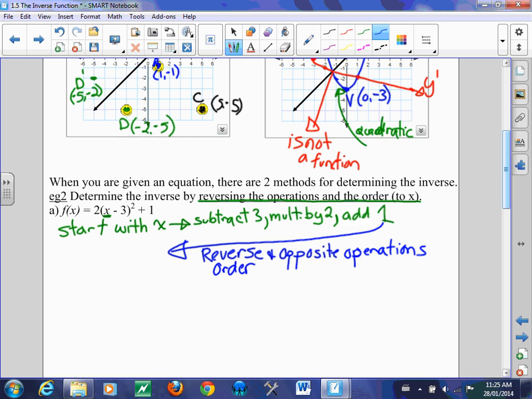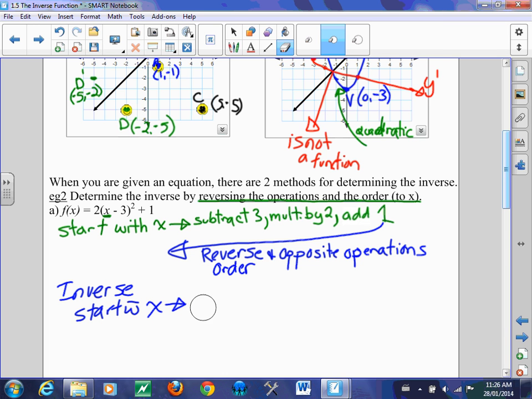Operations. Okay, so let's do this. To do the inverse, we will start with x. There's my short form for width. Start with x. Instead of adding 1, what are we going to do? Subtract 1. So we start from the back and do the opposite.